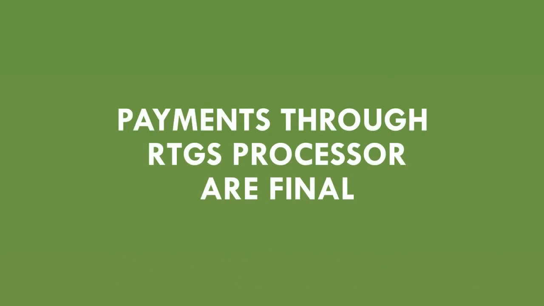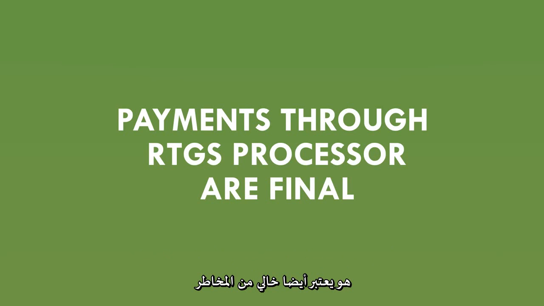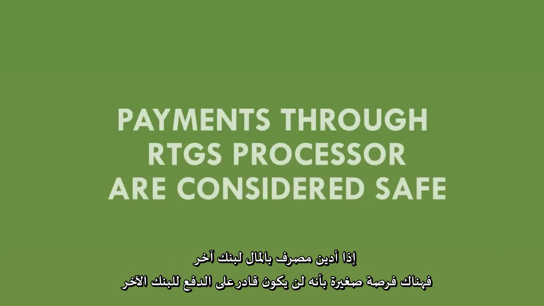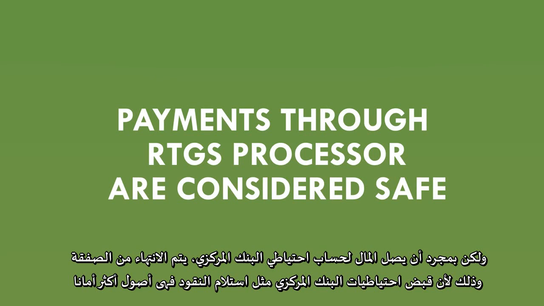This is in contrast to multilateral net settlement that we discussed just before, in which all the payments are queued up, cancelled out against each other, and only the final net difference is transferred. When a payment is put through the RTGS processor, it's considered to be final. It's also considered to be risk-free. If one bank owes money to another bank, there's always a small chance that it won't be able to pay the other bank. But once the money's arrived in the central bank reserve account, then the deal is finished, because holding central bank reserves is just like holding cash. It's the safest asset you can have.